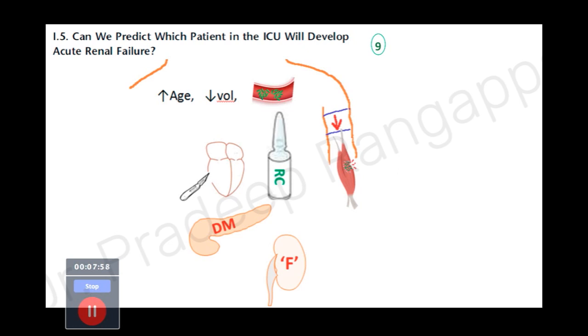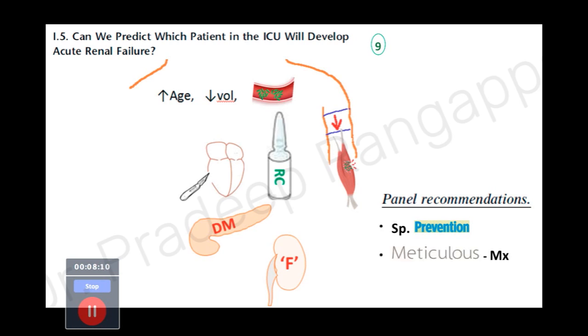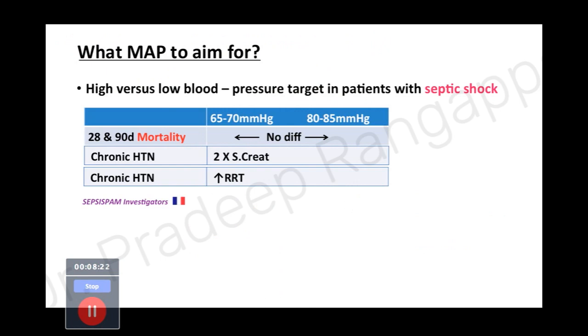patient to develop AKI. And there is a recommendation from an expert panel that these factors should be looked into in a patient who comes to ICU, and specific preventive measures have to be taken in a preemptive way. Meticulous management of hypovolemia, sepsis, hypotension, and rhabdomyolysis, all these have to be addressed to prevent worsening of renal failure. Now the second question: having said that hypotension is an important risk for acute kidney injury, what is the MAP that we should have in mind to aim to prevent AKI?